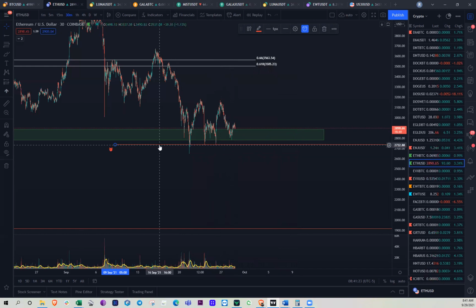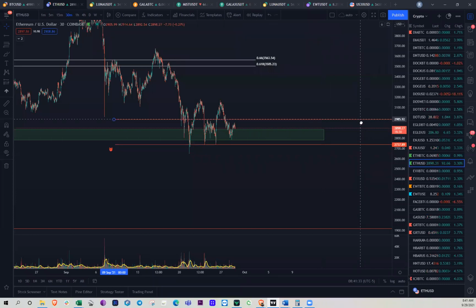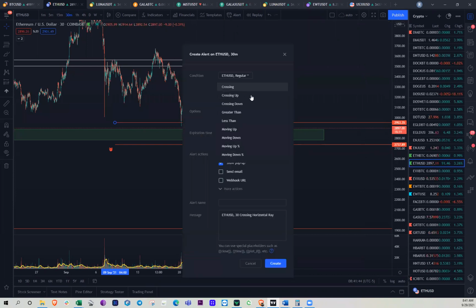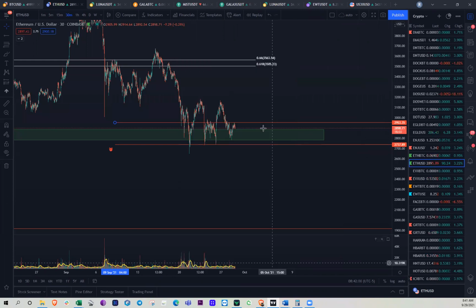And I can do the same thing for above. Let's clone this. The reason I'm going to do the same thing for above is for me to know that this small little resistance we had here on the micro level, are we going to break above it? So do the same thing, but I'm going to do crossing up. Same thing, watch ETH here. And that's just for me.